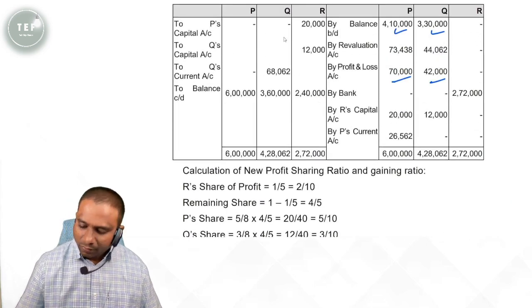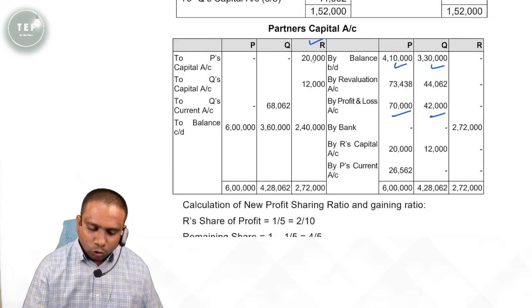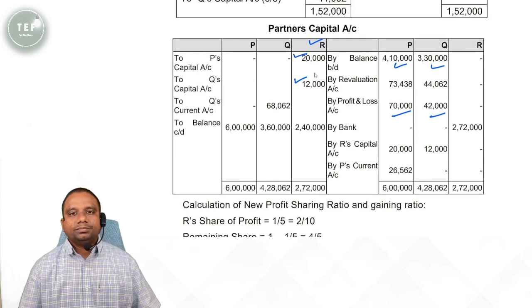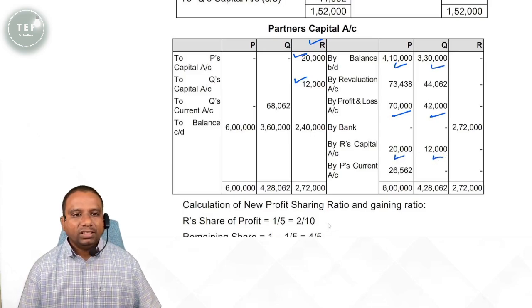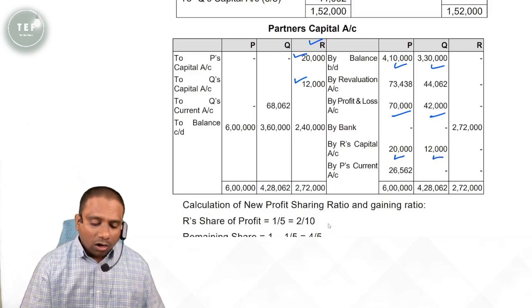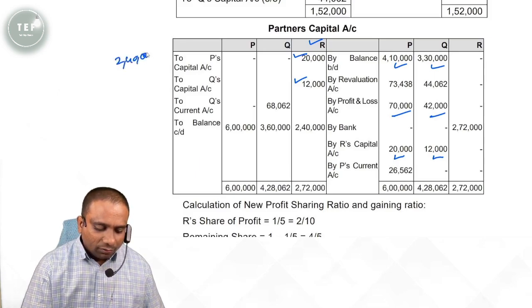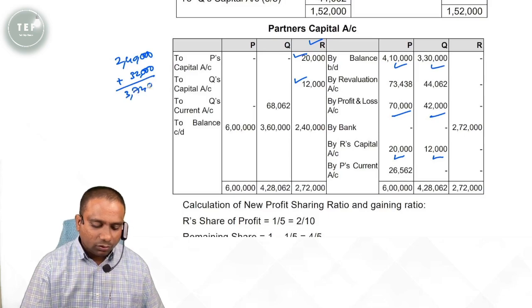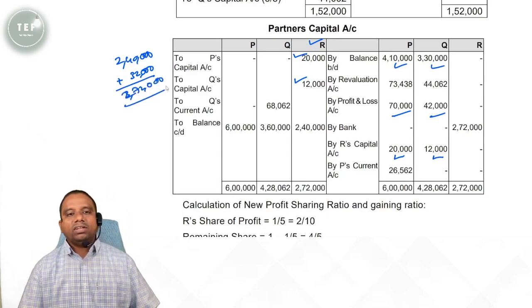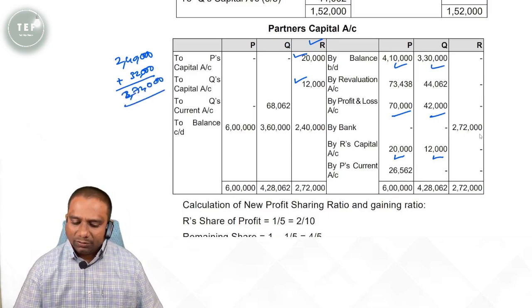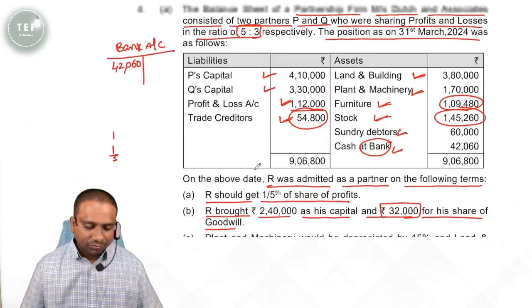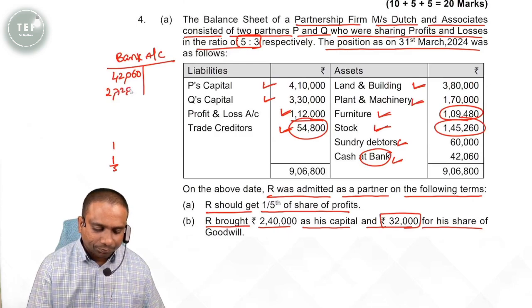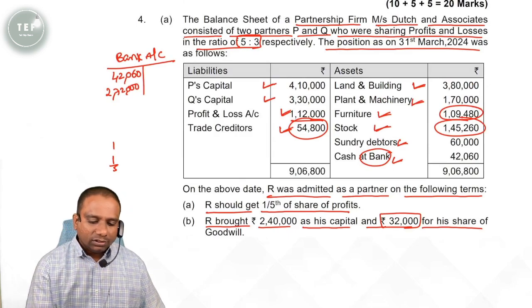Yes. R capital account debit, to P capital and Q capital. Here 20 and 12. Is it clear, students? Now, how much amount is R bringing? 2,40,000 plus 32, total 2,72,000. For this, what is the entry we record? Bank account debit to R capital 2,72,000. So bank balance increased by how much? 2,72,000. Is it clear, students? Next one.